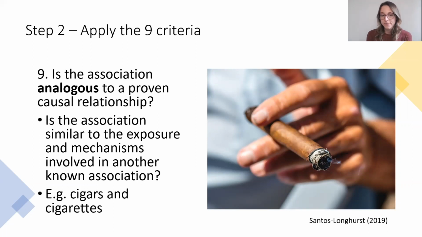A simple example of that is when they were looking at cigars and whether cigars cause lung cancer. Because they already had evidence from cigarettes, which is a very similar, analogous kind of activity or behavior, it was easier for them to establish that, yes, cigars are also under that umbrella and are likely to cause lung cancer.